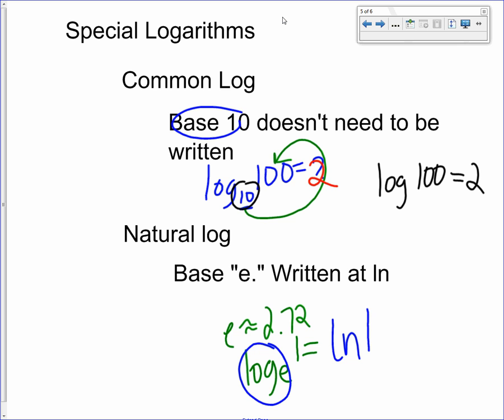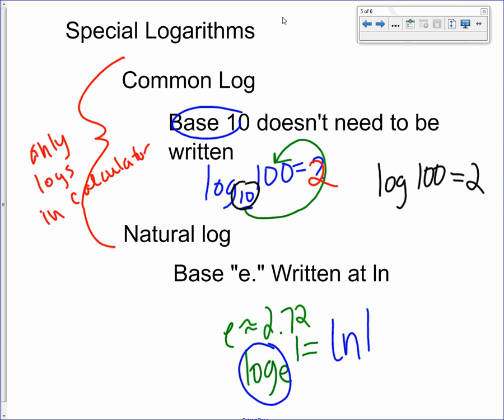These two are so common, so important, that they are the only two logarithms in your calculator. Your calculator can only do base 10 and base e. And we'll talk next class about how we calculate other bases, because the calculator is only going to do base 10 and base e.